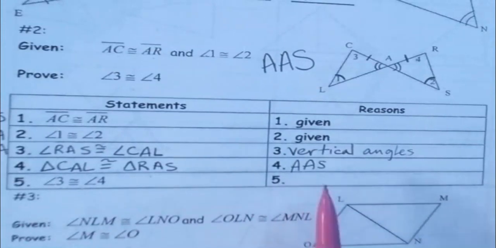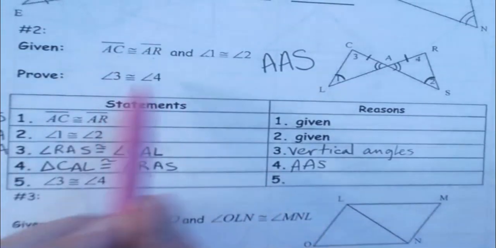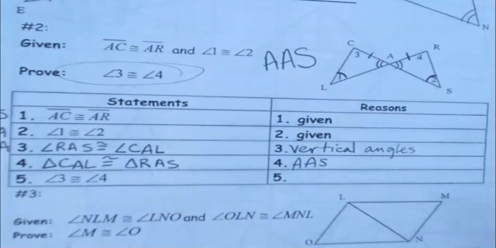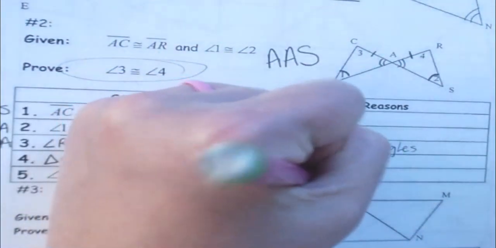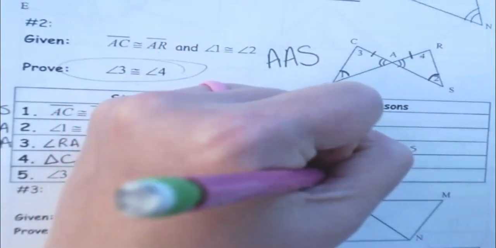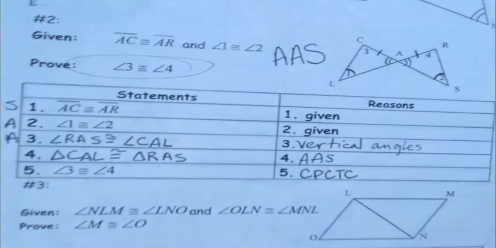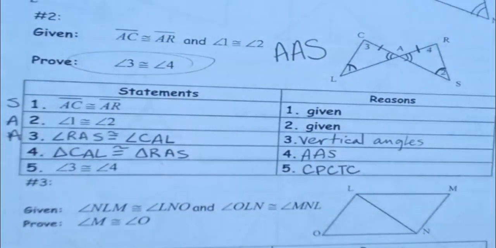But then we get down to this one right here, and the only thing that's new is it's telling us to prove something different. Because we know these two triangles are congruent, we know that it's CPCTC. You don't have to have that memorized on the quiz tomorrow. I'm going to give you guys all of the possible reasons it could be, just like a list of them.